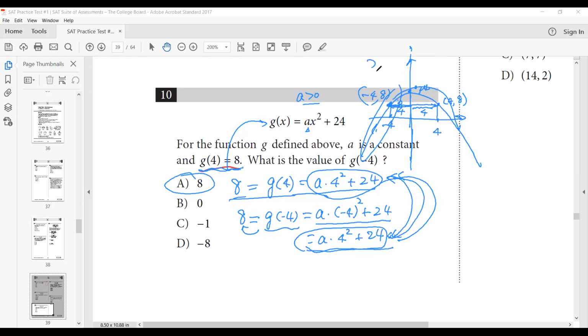This is the second method. You can use the first method here; it's way easier. You just put g(4) equals 8 and you get this one. And for g(-4), you get exactly the same expression and it also equals 8. You can use the two methods. This is the graphing method, and this is just the algebra method.